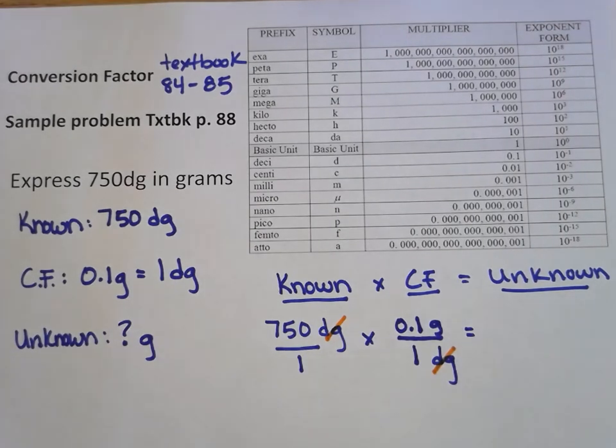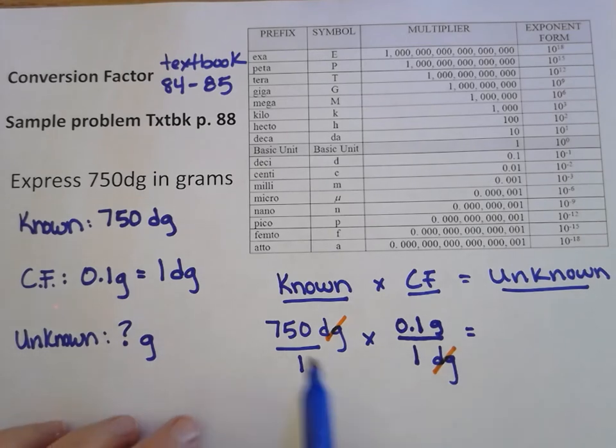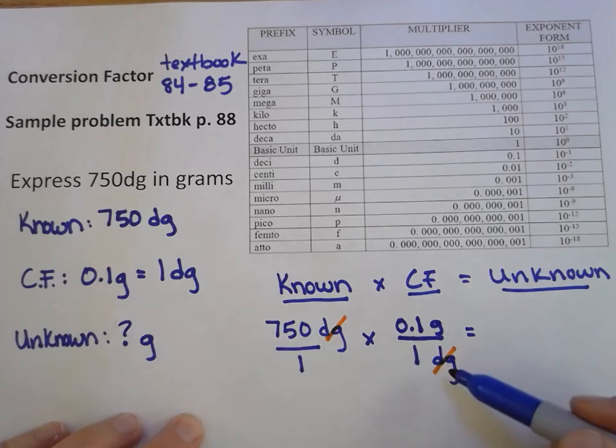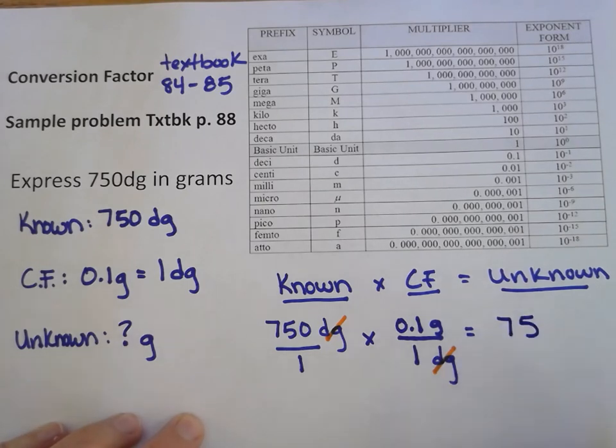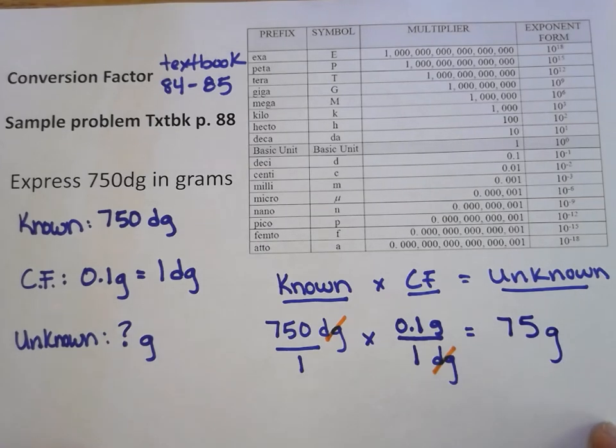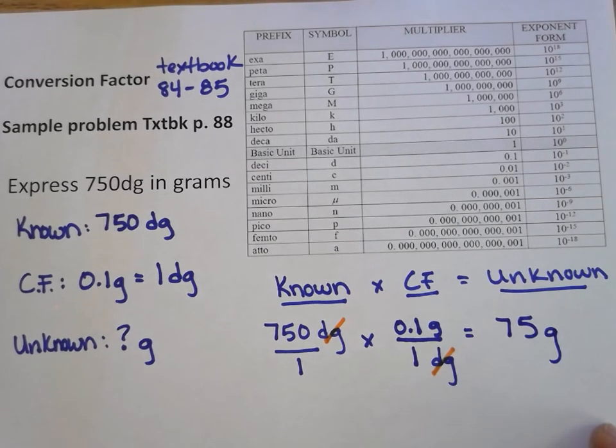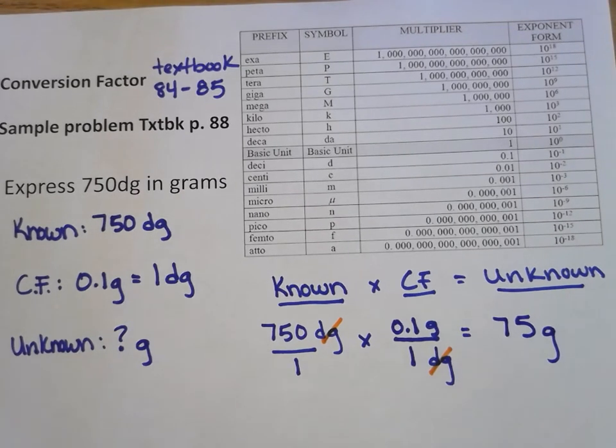And then we're just going to multiply across and then divide. So in my calculator, I'm going to go 750 times 0.1 divided by 1, and that's going to give me 75. The only unit I didn't cancel out was grams, so my answer is in the unit grams. I have just converted 750 decigrams into grams.